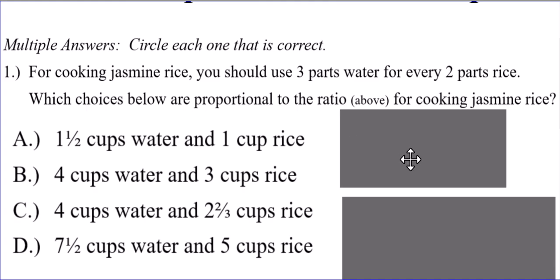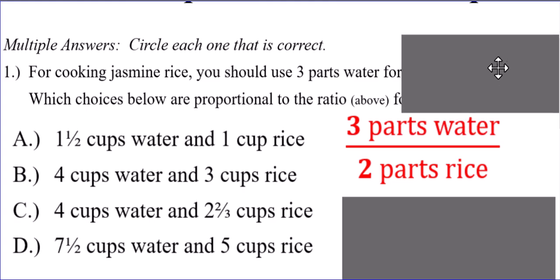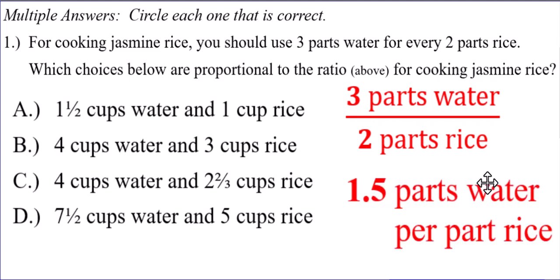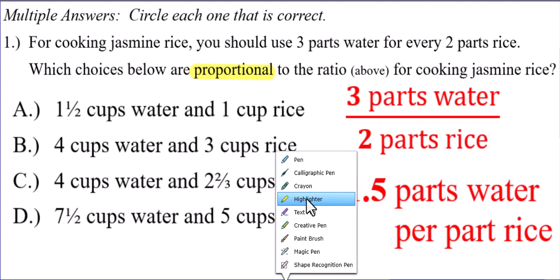Well, probably the first thing we should do is take the ratio we were given, 3 parts water, 2 parts rice, and let's divide that so that way we can find out what that unit rate is. And if we go ahead and do that, 3 divided by 2 is 1.5, or 1.5 parts water for every part rice, or per part rice. Now, the reason I did that is because I want to then take every ratio I was given here, choice A, choice B, choice C, choice D, divide each of them and see which ones are the same, because the ones that are the same will be proportional. Go ahead and underline that word. Proportional means equal ratios.